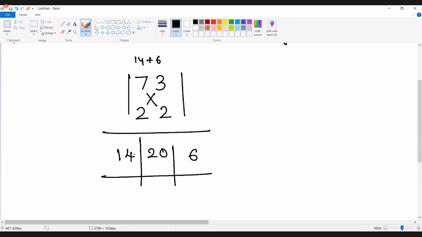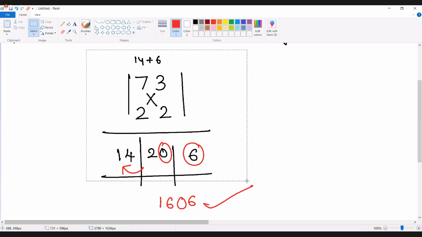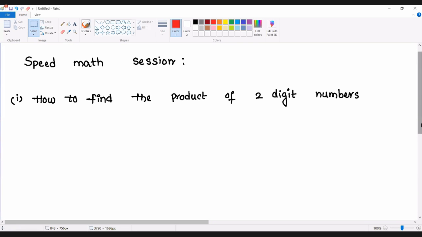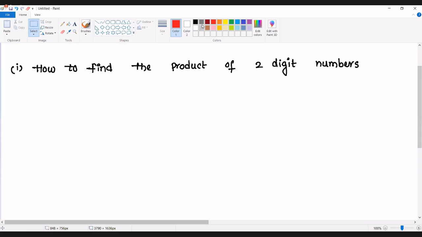So with that, our result is not over. Always do remember, take the last digit which is available, and send the rest as carry to the next number. 14 plus 2 is 16. Mark the answer as 1606. This is the first trick which we have discussed previously: finding the product of a 2-digit number with another 2-digit number.